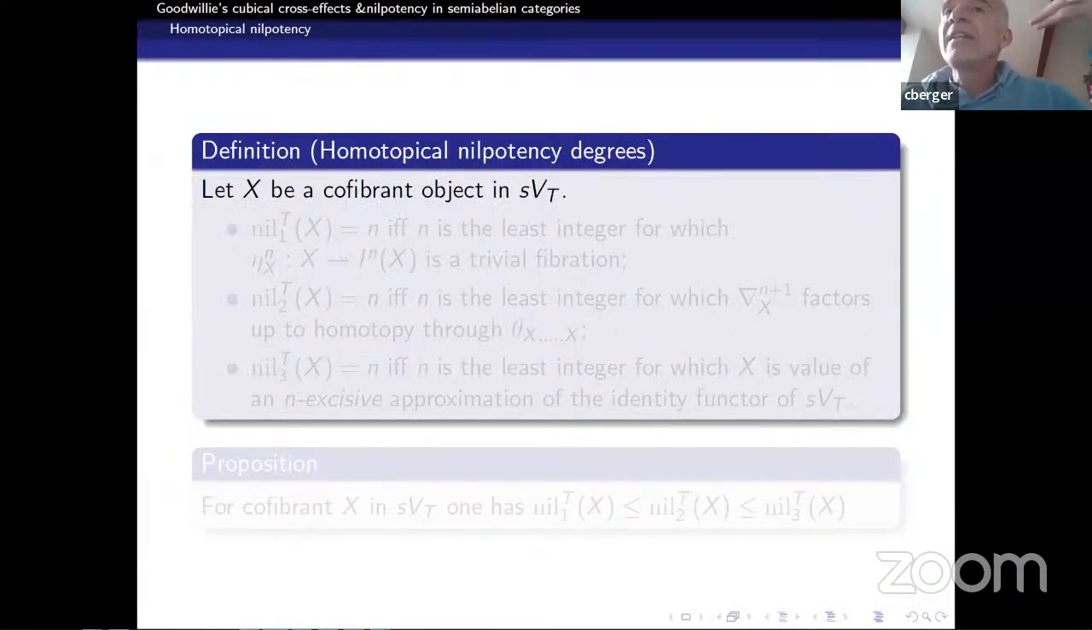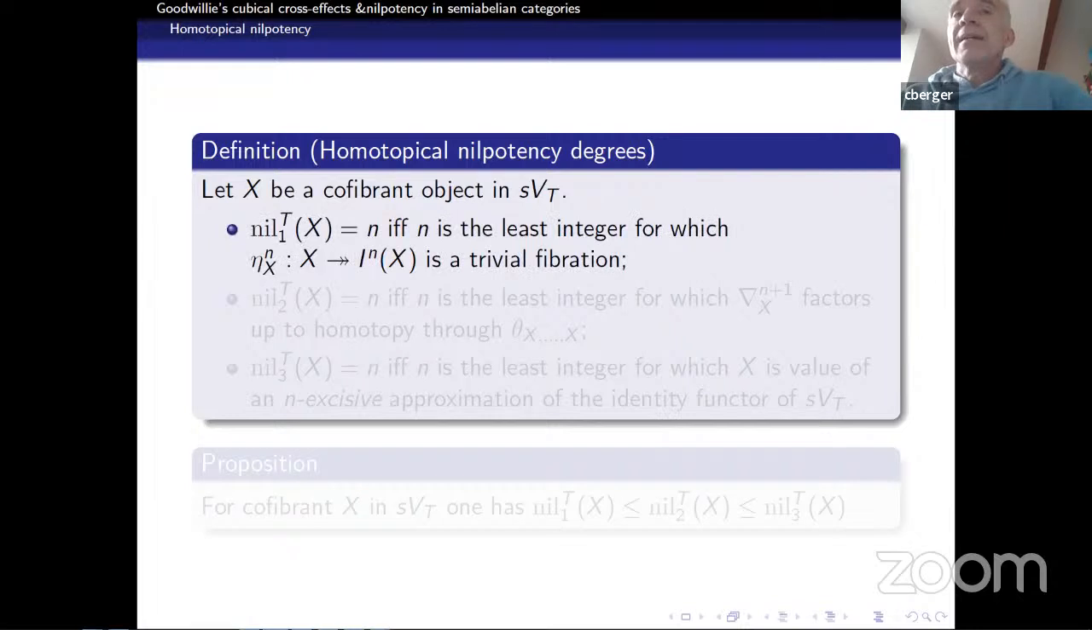And this allows you to define different notions of homotopical nilpotency. So you can define a first nilpotency degree, which I call nil 1, as the least integer n for which this Birkhoff reflection, which exists in each simplicial degree, into these n-nilpotent simplicial objects, is not required to be an isomorphism, but only a trivial fibration. So you weaken the condition a little bit homotopically, but it makes sense. So it is a homotopically sensible notion.